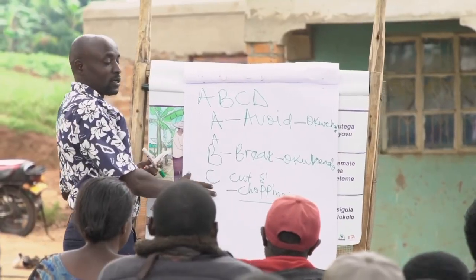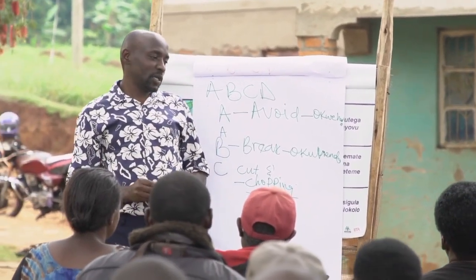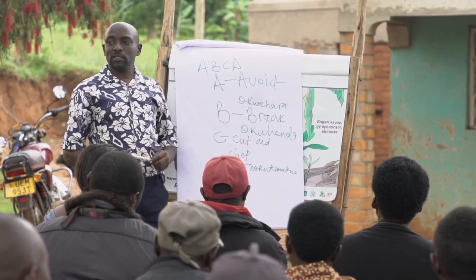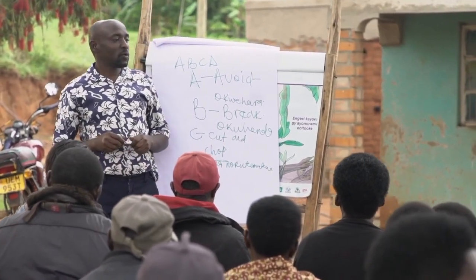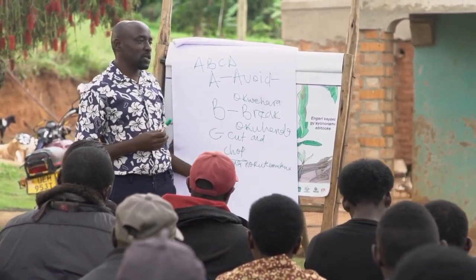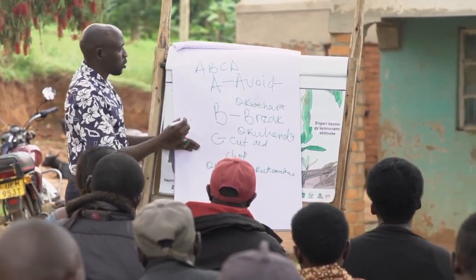Cut and chop. The most common mistake we make as farmers is failing to clean our tools properly. The tools you use for destroying infected plants must be thoroughly cleaned. Most times, these tools are the ones that transfer diseases from one infected plant to a healthy one. It is therefore important to disinfect. Completely disinfect the tools you used with jik or using fire. So D is for disinfect. Disinfect. Very good.